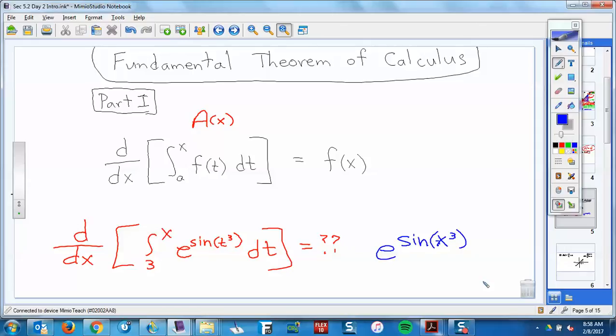But, so fundamental theorem part 1 is not a real useful theorem for anything, but it says what we've been talking about for 2 days. It says that the area function is the antiderivative. That's what it says. It says the area function is the antiderivative.